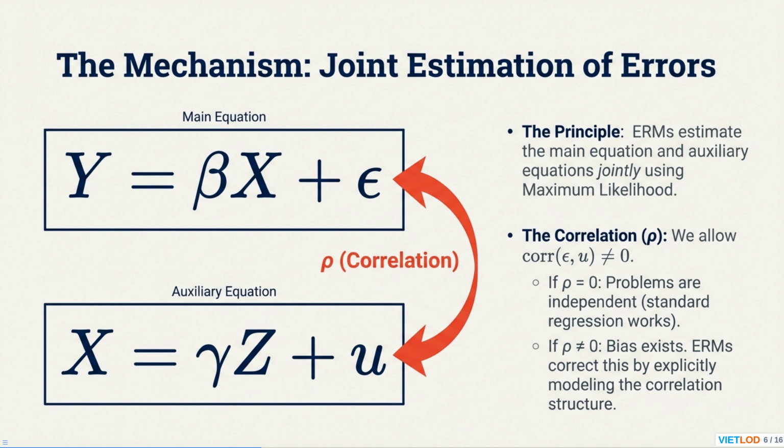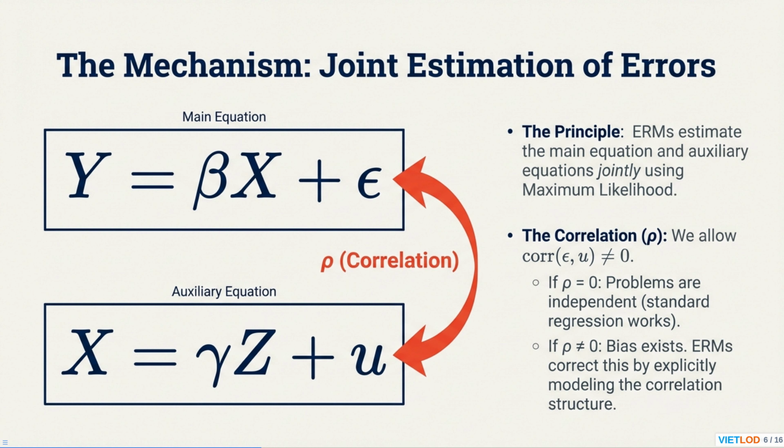To understand the power of ERMs, we need to look under the hood at the mechanism of joint error estimation. Traditionally, we might try to solve problems like endogeneity using a two-stage process, but ERMs take a more integrated approach. They estimate the main equation and any auxiliary equations simultaneously, using maximum likelihood. The central player here is the correlation parameter, rho. It represents the link between the error terms of our equations.